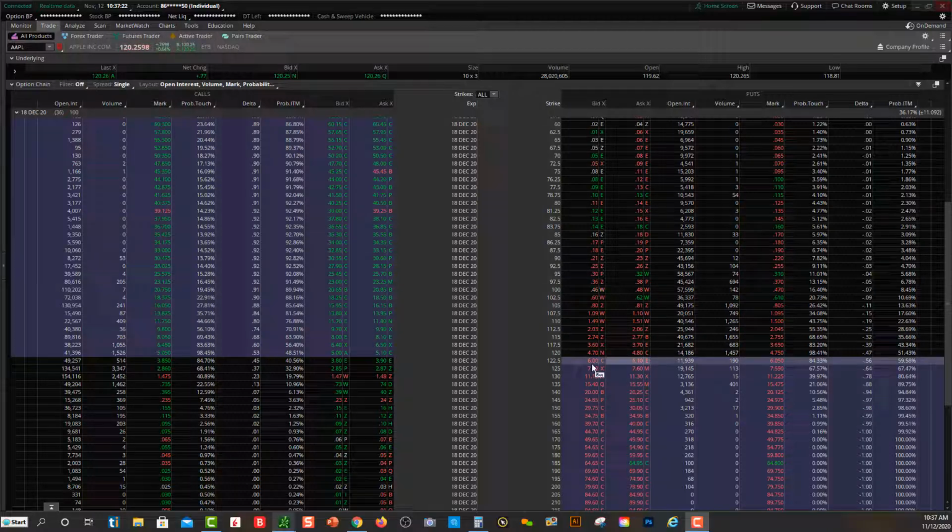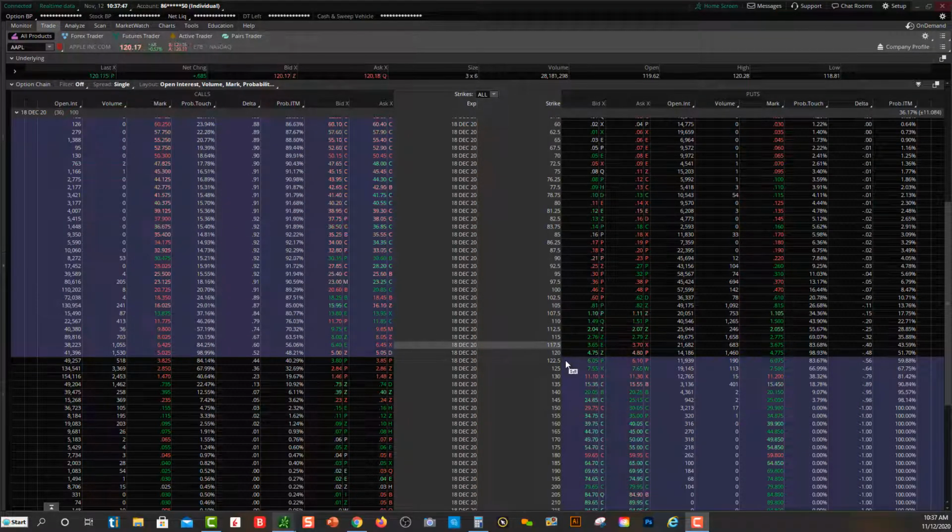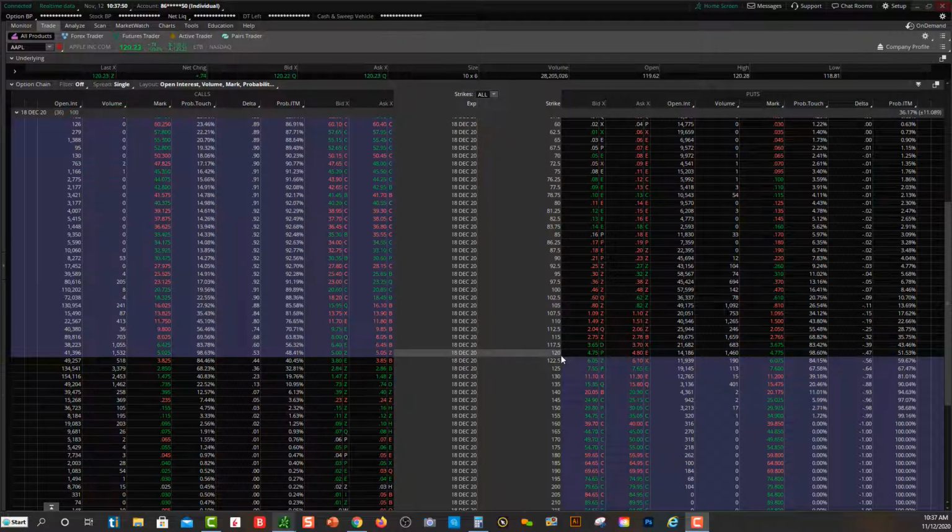So right when you come down over here, the price that's closest to the money, so there's a term called at the money. So there's in the money, out of the money, and at the money. At the money is the strike price that is closest to the current price of a stock, right? So right now, Apple is at 120.20. So the closest strike price to the current price of Apple would be this one, $120.